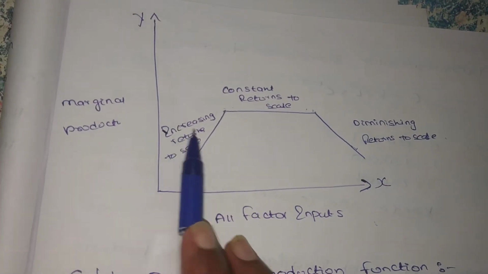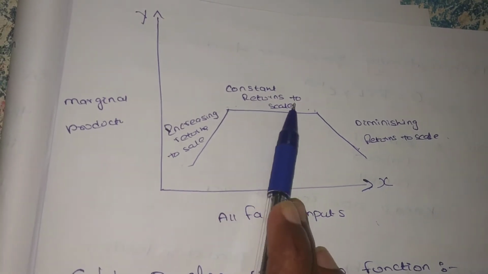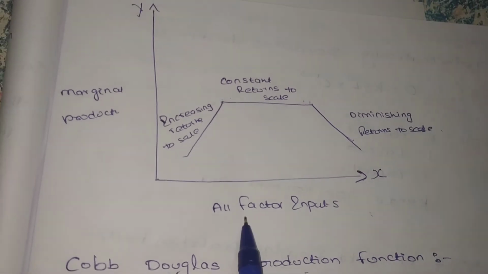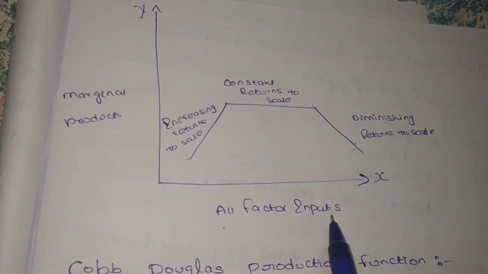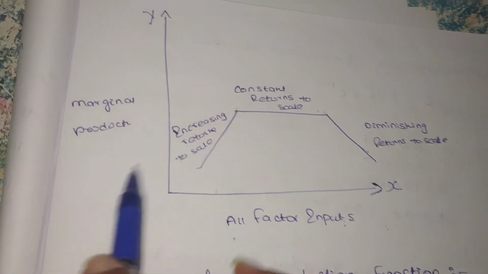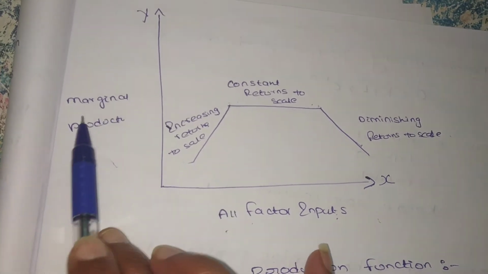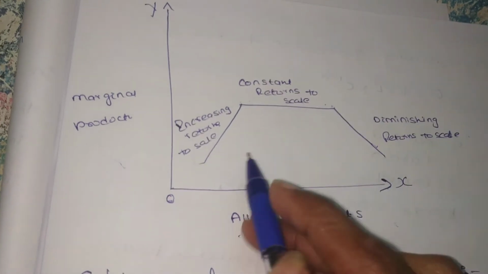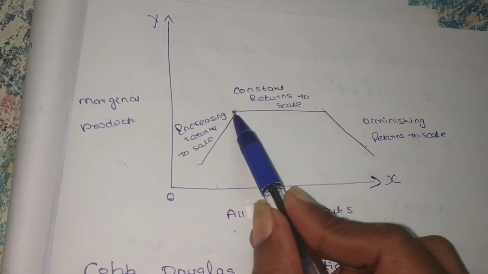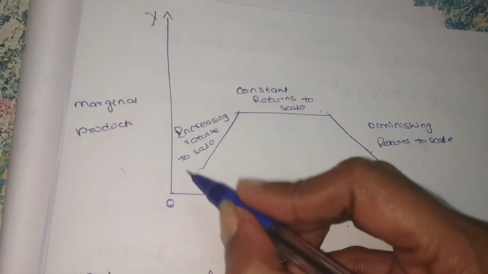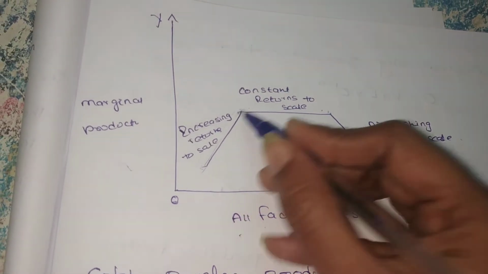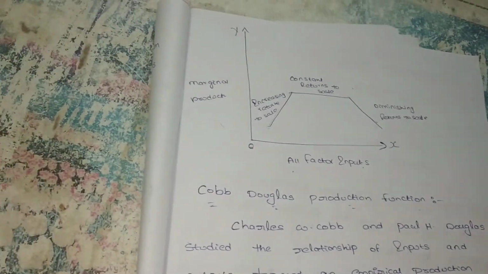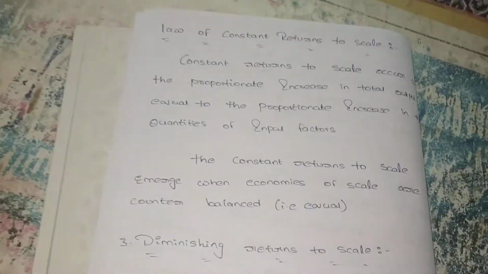This is increasing returns to scale. This is constant returns to scale. This is diminishing returns to scale. So on the x-axis I mention all factor inputs, and on the y-axis I am showing the marginal productivity. I have to put the origin also. First it is increasing returns to scale, then it is constant, and then diminishing returns to scale. I hope you understand what the law of returns to scale is.